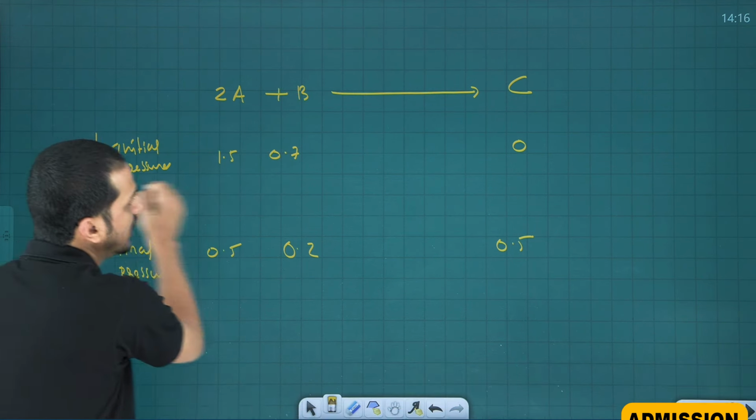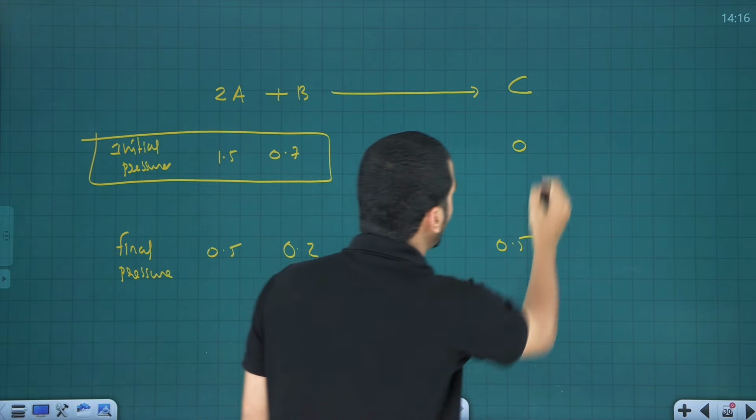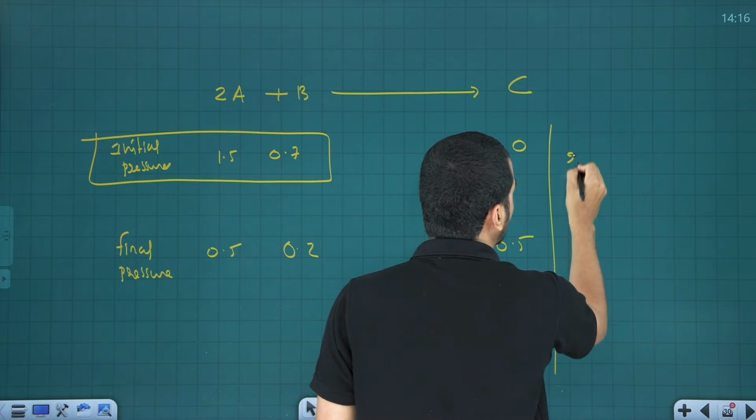So by using this condition, I can write the first condition. I can write the rate R1.